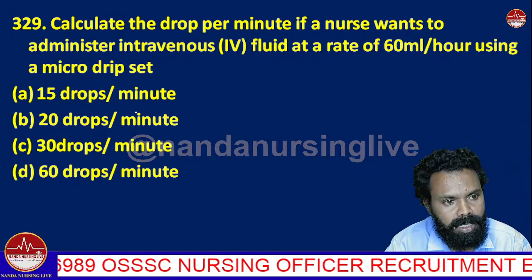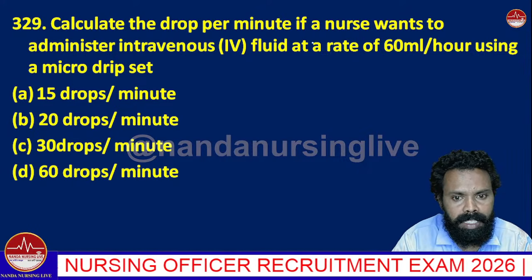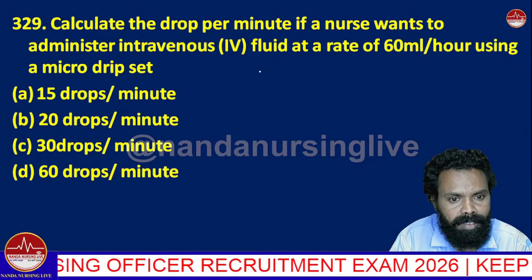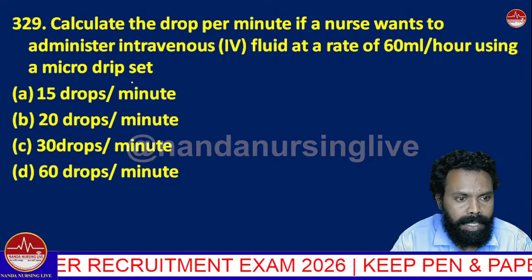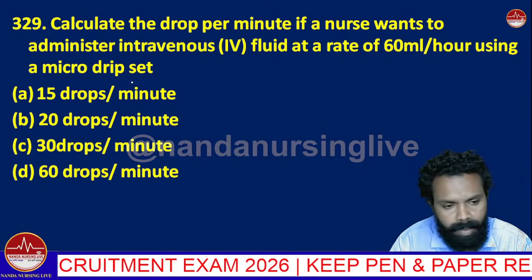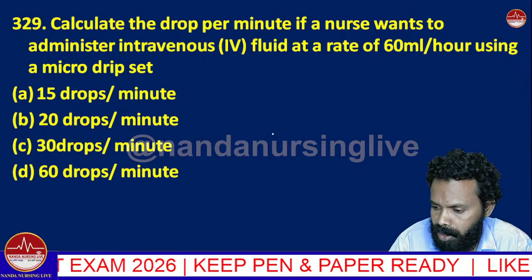Next question, question 329. Calculate the drop per minute if a nurse wants to administer intravenous IV fluid at a rate of 60 ml per hour using a micro drip set. So answer quickly, beta.